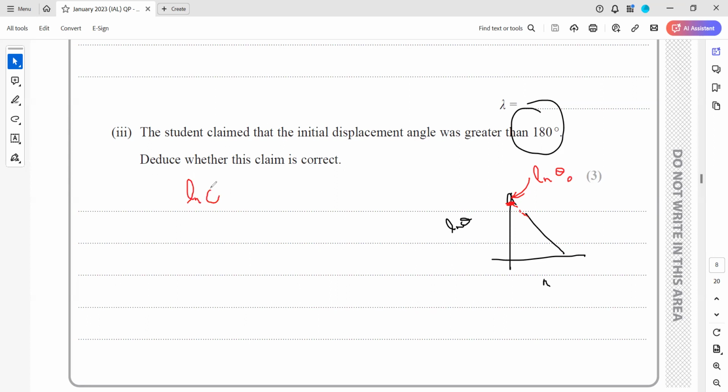That value, ln theta naught, will be equal to a specific value according to your graph, for example 4 or 5, any number. If you need theta, you will take the anti-log. So theta naught will be equal to e raised to the power 5, or e raised to the power of that y-intercept number, because ln theta naught is the y-intercept. If you need theta, you take the anti-log, or e raised to the power, because the opposite of ln is e.